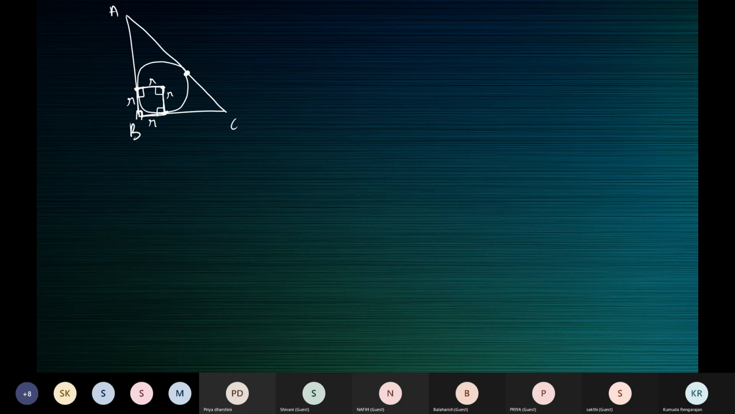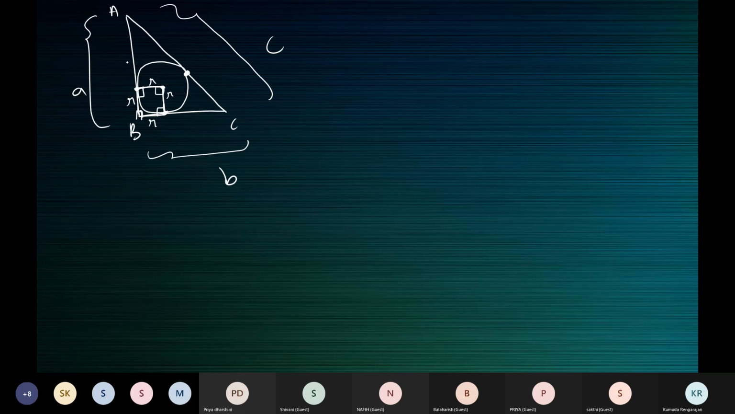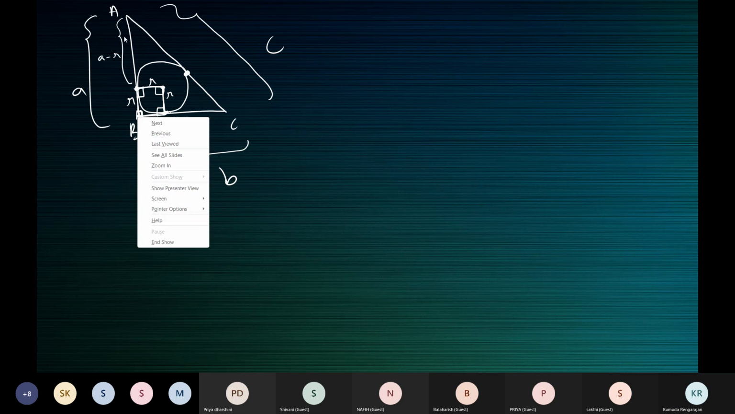Next, we normally call the legs A and B. So let's mark A here. Let this be A and this be B. And the hypotenuse is called C. This is C. Now, the full thing is A. From here to here it is R. So the rest of it will be A minus R. From here to here it is R, but the whole thing is B. This full thing is A, but this portion is R. So the rest of it will be A minus R.